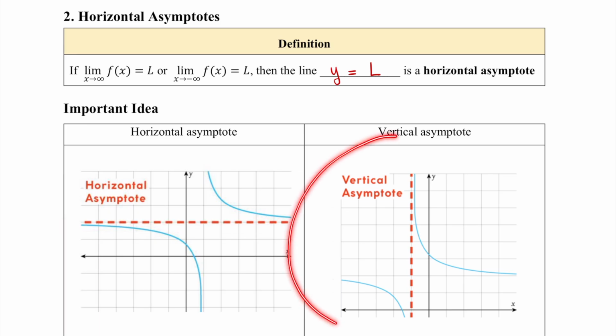Now, look at the graph on the right. The curve is getting closer and closer to a vertical line. As it gets close, the function increases or decreases very quickly, but it never actually crosses that vertical line. This is called a vertical asymptote.